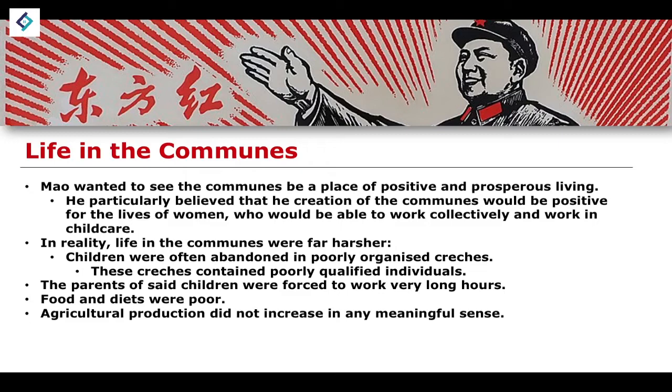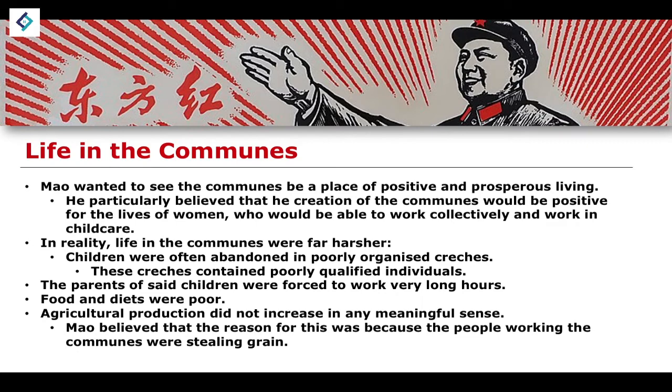Now, Mao refused to believe that the reason why there was no increase in agricultural production was because of the creation of the communes. He believed it was because people working in the communes were stealing grain. And so we have a series of problems that begin to unfold in terms of the over-reporting of agricultural production. So essentially what began to take place was people were over-reporting the amount of grain that had been produced by the different communes, which created a sense of productivity from a top-down level.